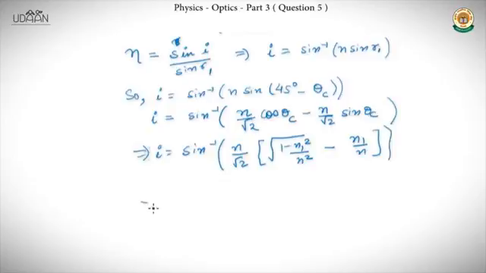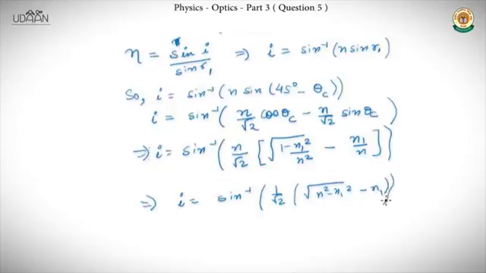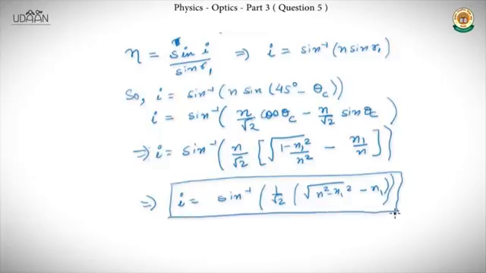Now from the above, by multiplying n and taking it into the inner bracket, we get i is equal to sine inverse of n by root 2 into root under n square minus n1 square minus n. This is the final answer.